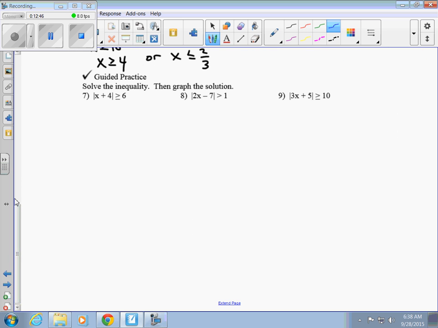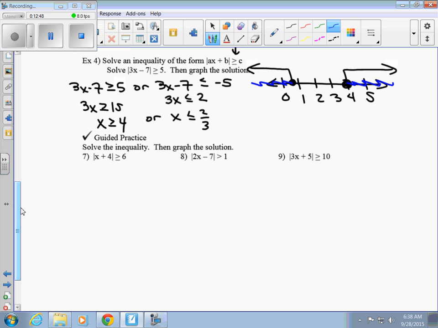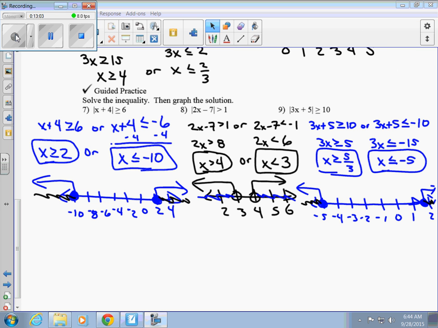So now we'll jump down to the guided practice questions. And again, if you look at greater than or equal to, greater than or equal to, these are all or problems. So do a couple of those. Go ahead and pause the video and you can hit play when you're ready to move on. And there are the guided practice problems 7, 8, and 9.